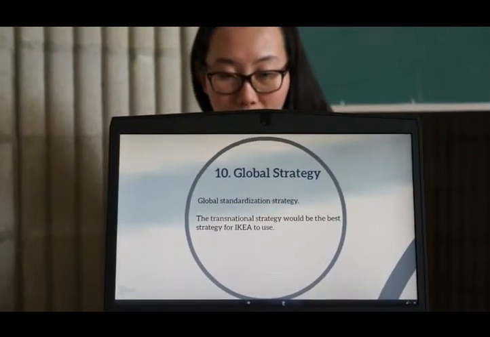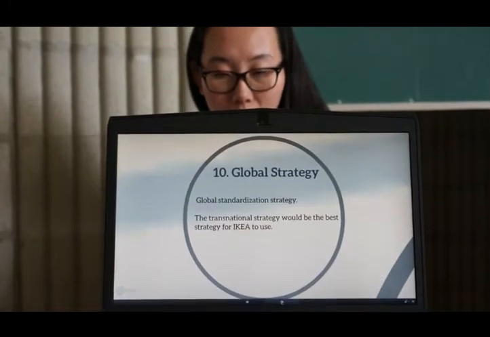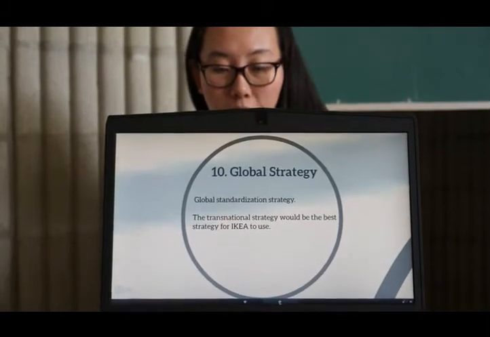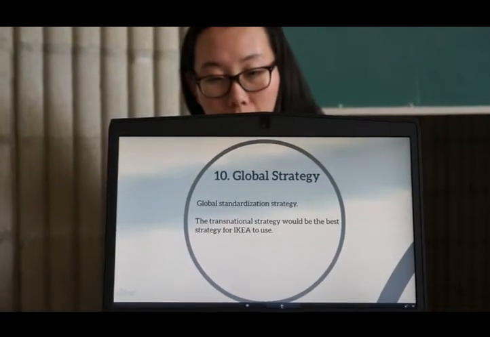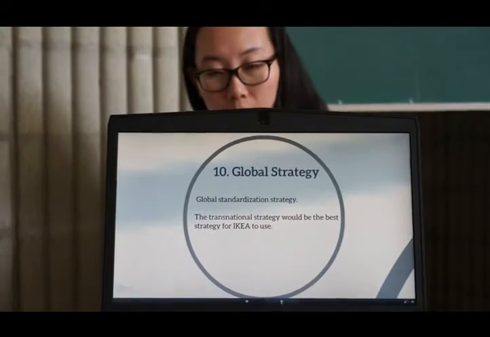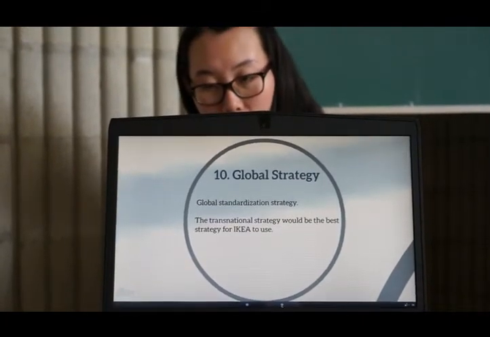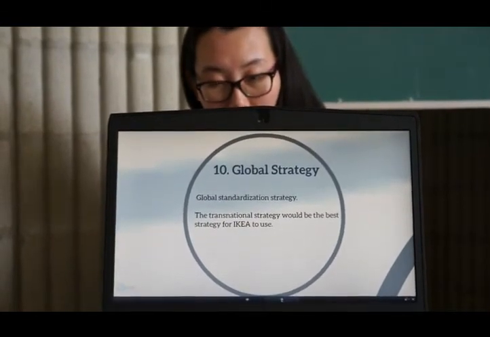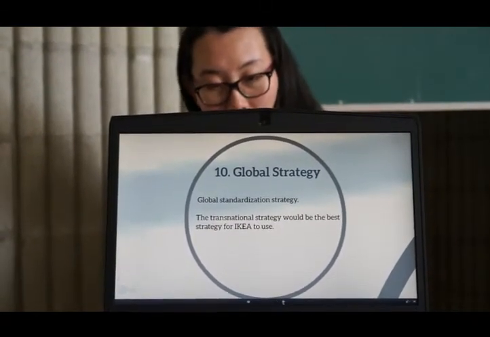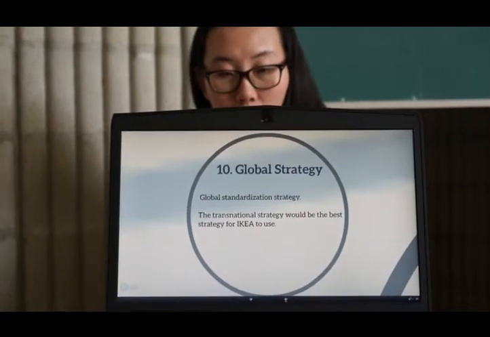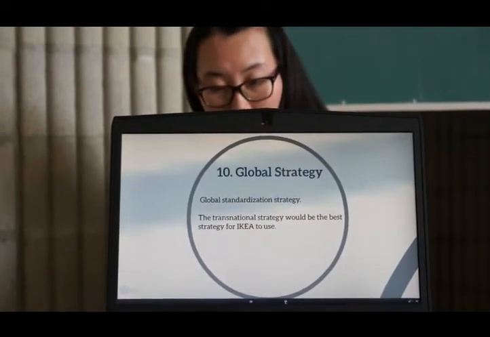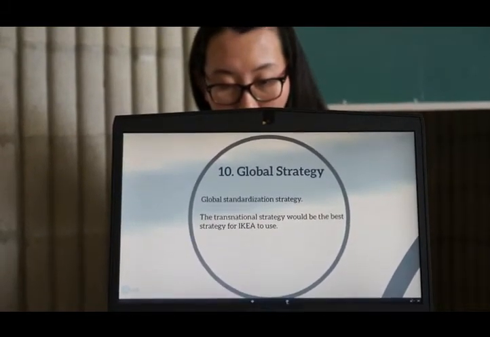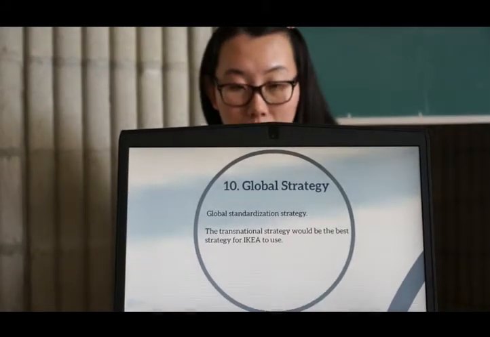IKEA first started with the global standardization strategy. In 1963, the first store opened outside Sweden was in Norway. Additional stores were opened in Switzerland and Germany a few years later. IKEA focused on expanding globally on low price. They picked locations in less expensive areas. They used this strategy at first, when there was high pressure for cost reductions and low pressure for local responsiveness.